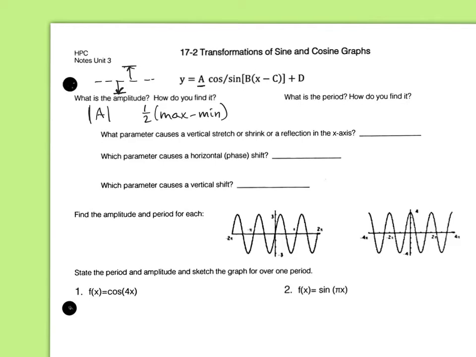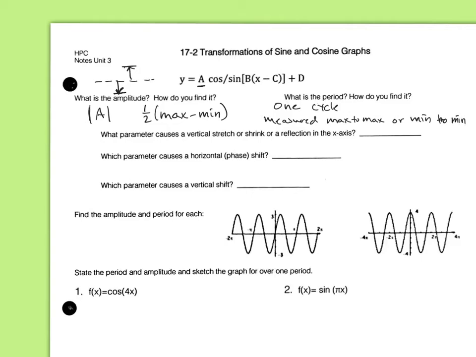Now, the period is one cycle. So how long does it take for that paint to go all the way around? Or how long does it take the circle to go all the way around, the values to go through all of the different numbers, all the positives, all the negatives? And on the picture, it can be measured from the max to the max or from the min to the min. So it's basically a straight line measurement. So it's measured max to max or min to min. So high to high or low to low.